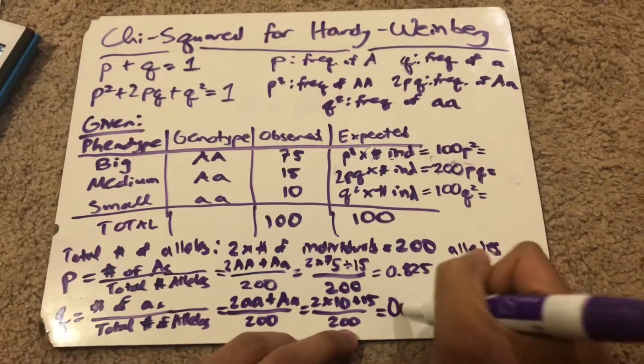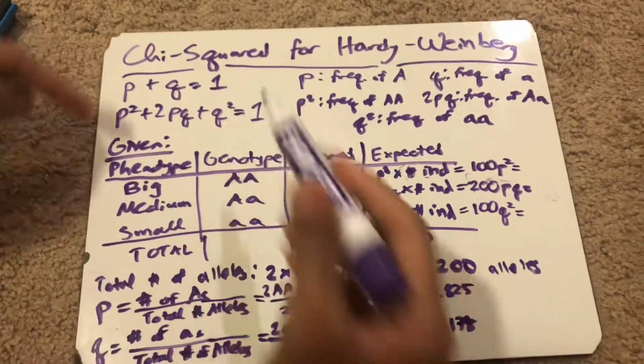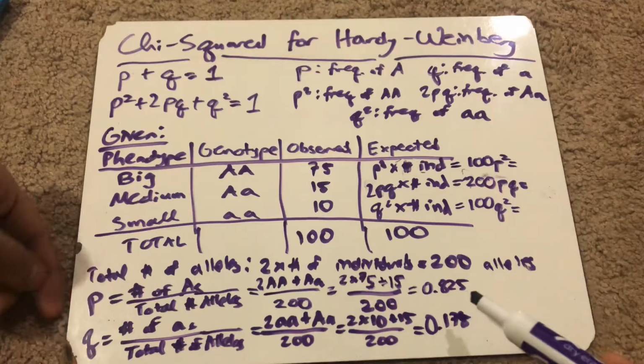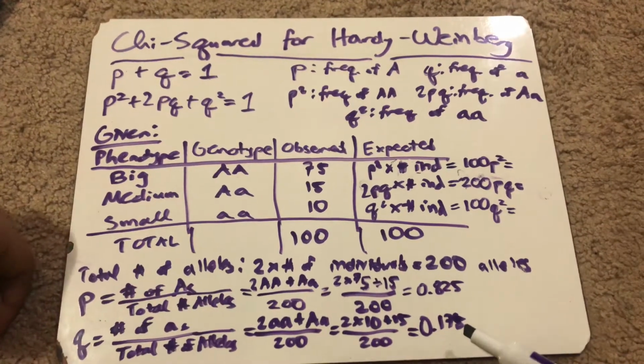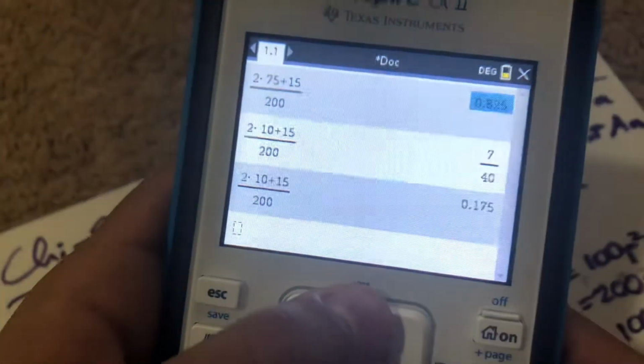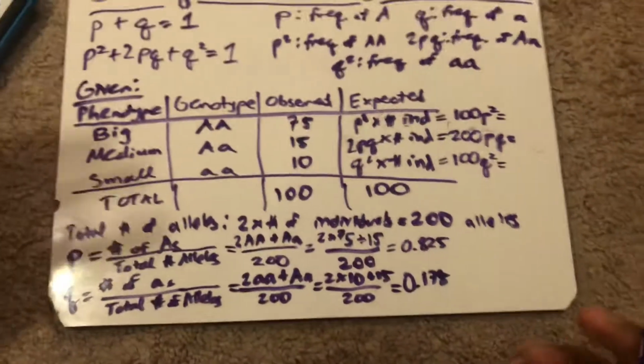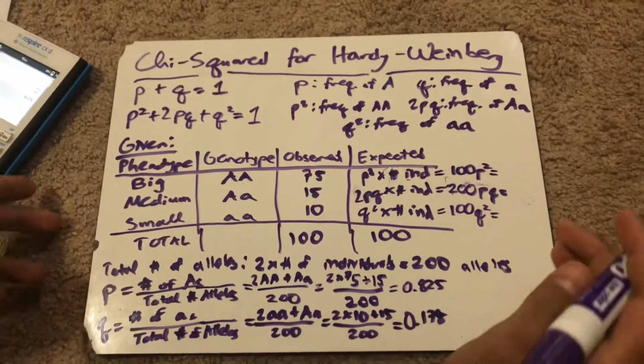Now, how can I check? Remember, the first Hardy-Weinberg equation is P plus Q equals 1. So if I add these two together, 0.825 plus 0.175, I better get 1. And that's the case. If you're not convinced, 0.825 plus 0.175 indeed does equal 1. If it didn't equal 1, that means you probably messed up on your math somewhere. But no worries, it's okay.